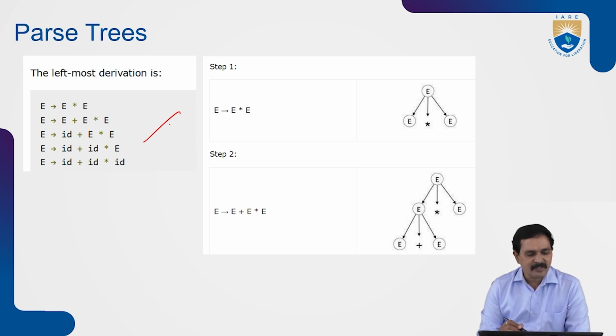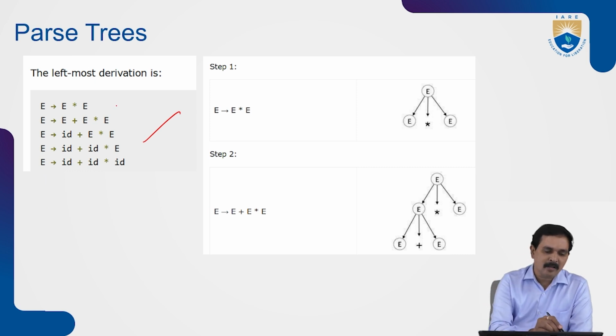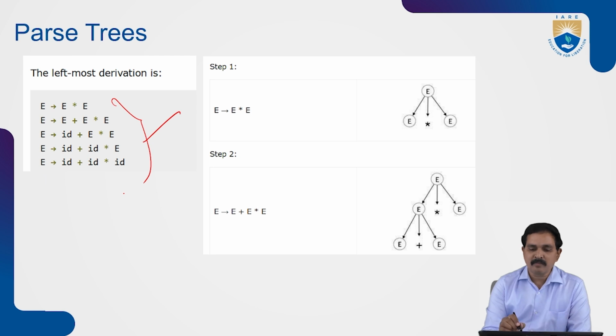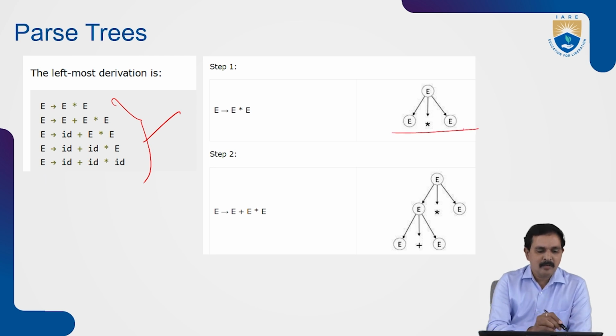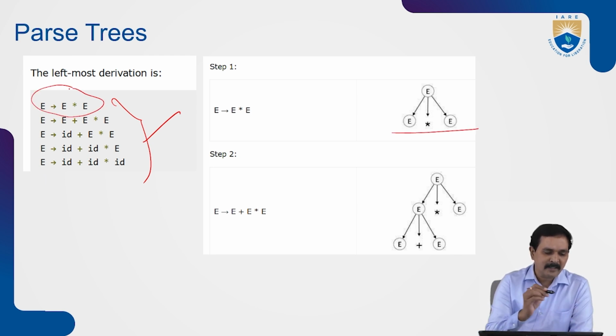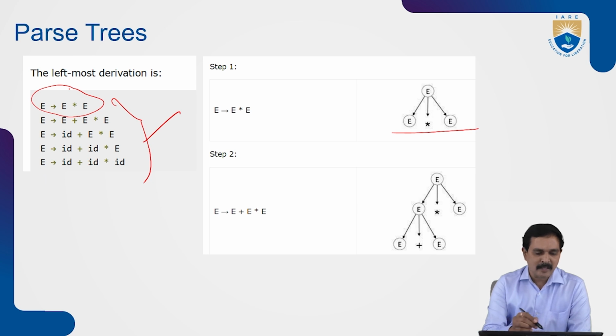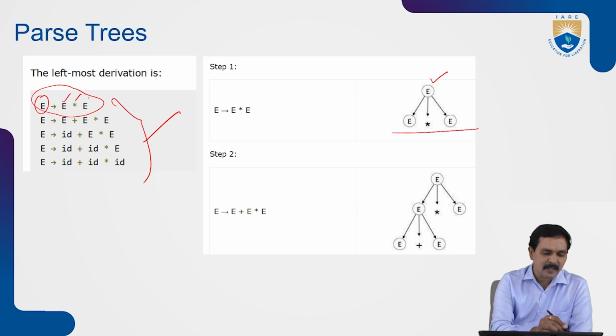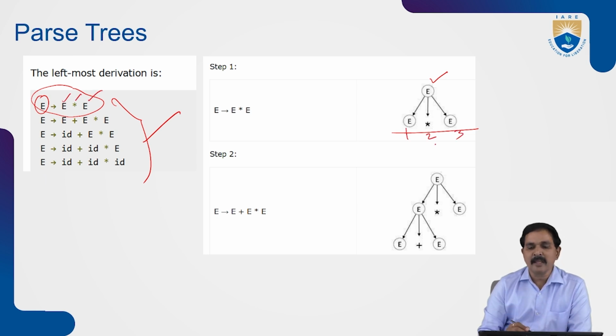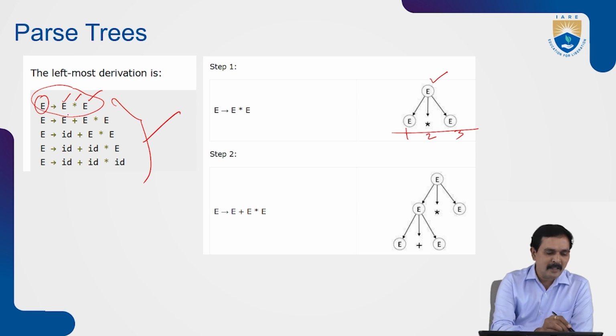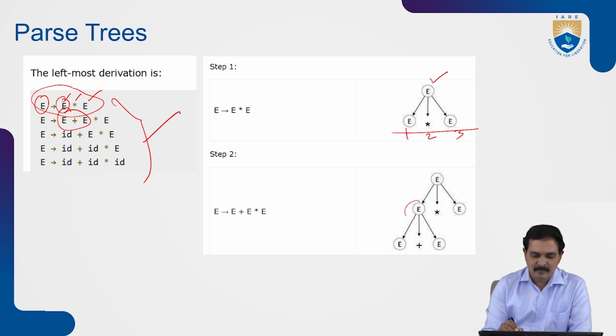The leftmost derivation we have already obtained previously. For that, what is the parse tree? You check, the first step is E implies E star E. Yes, this is the starting symbol, which always becomes the root node. The remaining nodes are, in total, three nodes: E star E. E into E. Further, you can expand E becomes E plus E. Yes, E becomes E plus E.